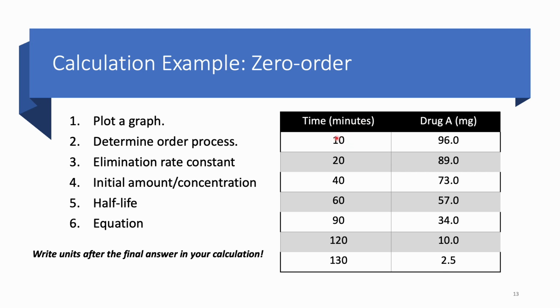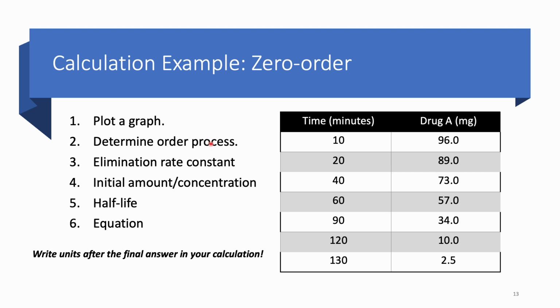At 10 minutes, the blood was withdrawn, and drug A quantified in the plasma is 96 milligram. At 20 minutes, the drug quantified in the plasma is 89 milligram. At 40 minutes, 73 milligram, and so on. This is typical data that you have in pharmacokinetics when you collect the blood and quantify the drug amount or drug concentration.